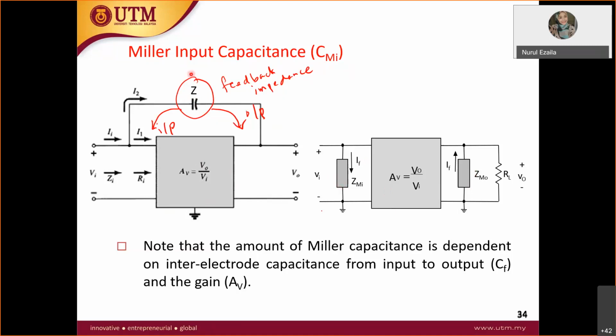So why do they notate this by Z? It can be capacitance or resistance, but in this case, it is capacitance. For example, you will see later that you're not going to have the capacitors just in vertical. You can have a capacitor in horizontal, and that horizontal capacitor will be split into two by using Miller theorem.